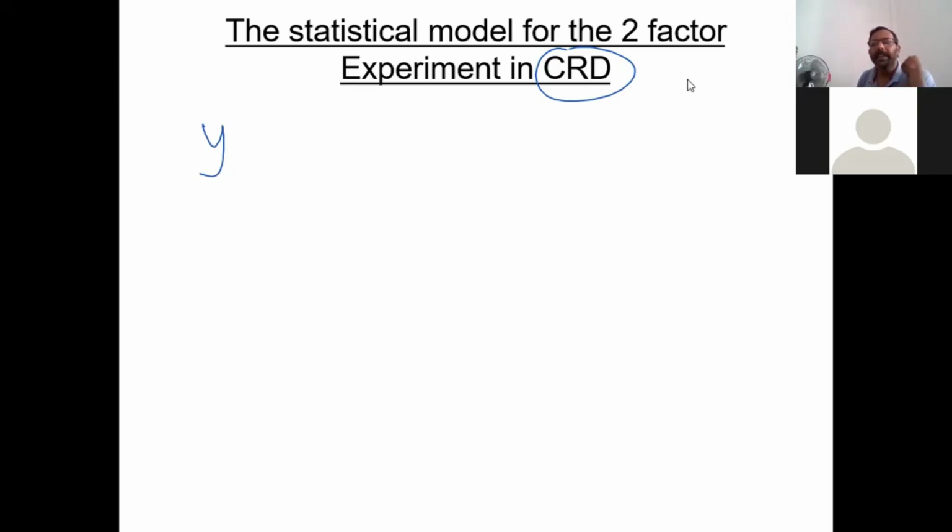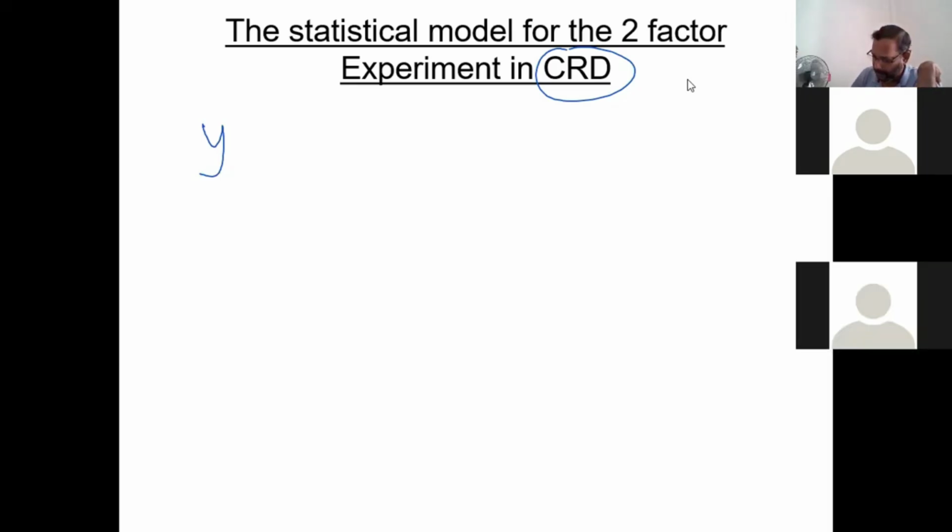What is the CRD model? Yij equals mu plus alpha j, whatever it is, plus Eij, error ij.